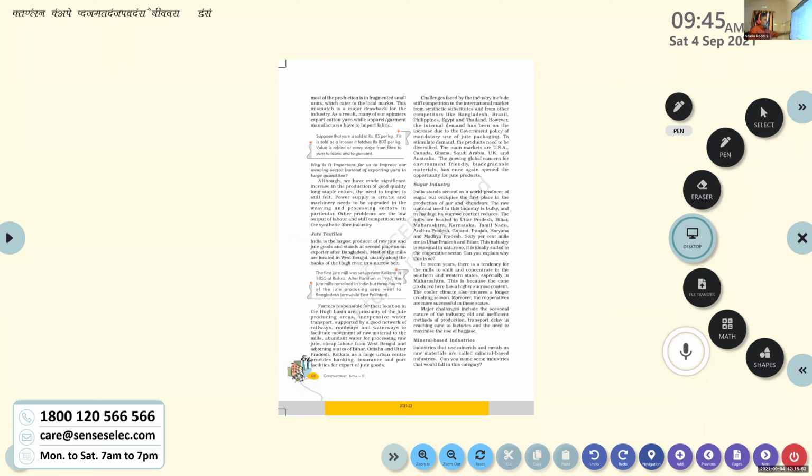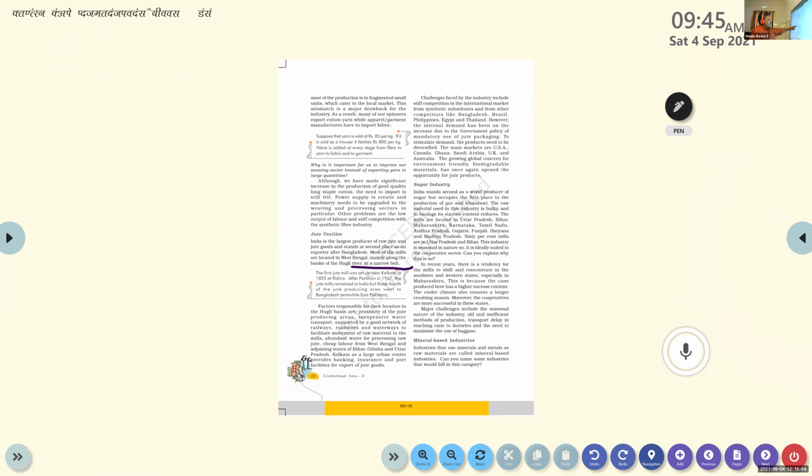In the box, you can see the first jute mill was set up near Kolkata in 1855 at Rishra. Rishra, underline that. One mark answer.